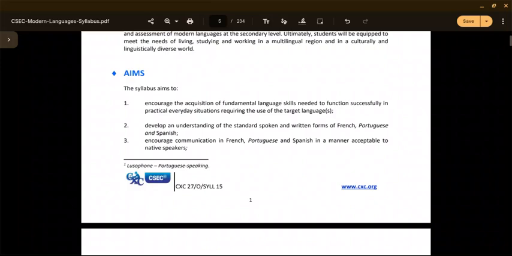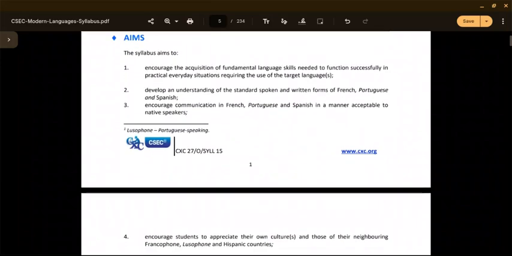So let's look at our very first aim of the syllabus. It's to encourage the acquisition of fundamental language skills needed to function successfully in practical everyday situations requiring the use of the target language. Now listen, this in a nutshell is what you're basically achieving for this exam. I'm going to break it down for you, but I often tell my students, my learners, that it's like you're doing tourist Spanish.